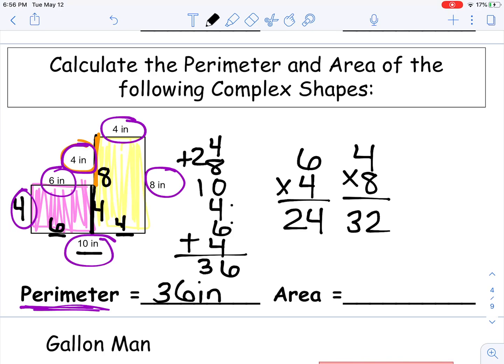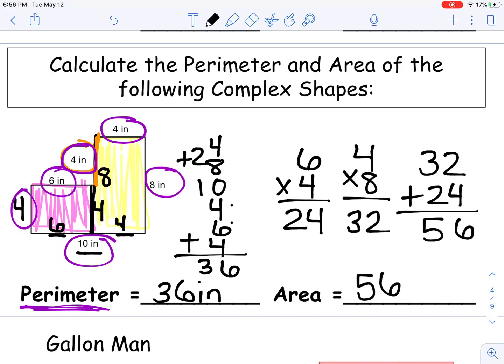Now to find the total area of that complex shape, you need to take both of those amounts and put them together. So I'm going to add 32 plus 24. 4 plus 2 is 6. 3 plus 2 is 5. So the total area of that complex shape is 56. Check my units, inches. And then squared, because again, we're multiplying 2 dimensions.